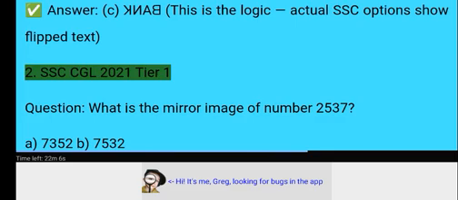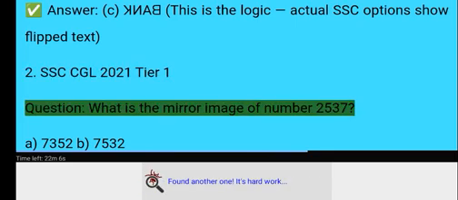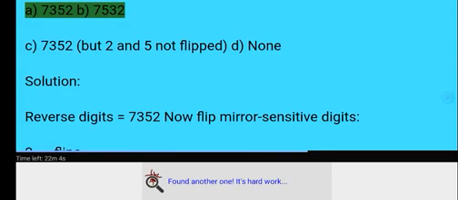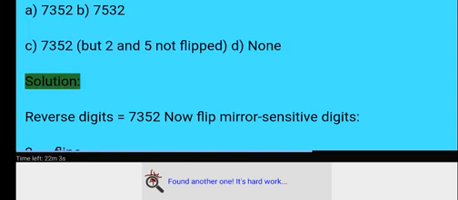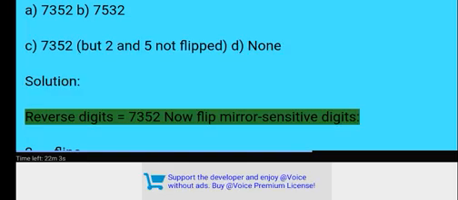2. SSC CGL 2021 Tier 1. Question: what is the mirror image of the number 2537? A, 7352. B, 7532. C, 7352, but 2 and 5 not flipped. D, none. Solution: reverse the digits, which gives 7352, now flip the mirror-sensitive digits.